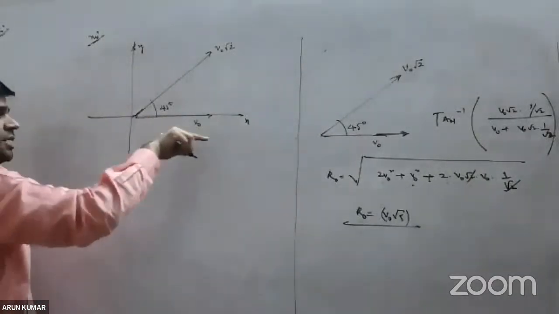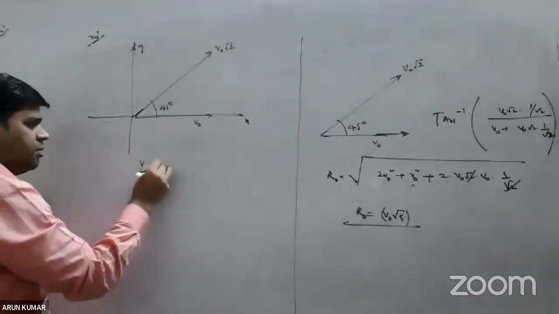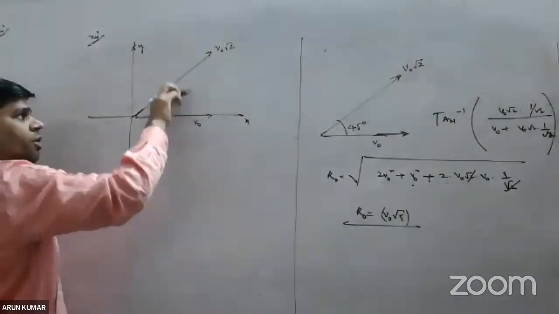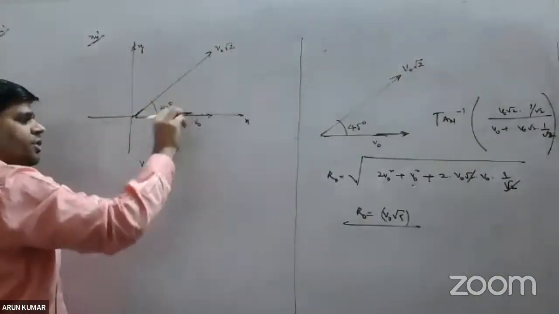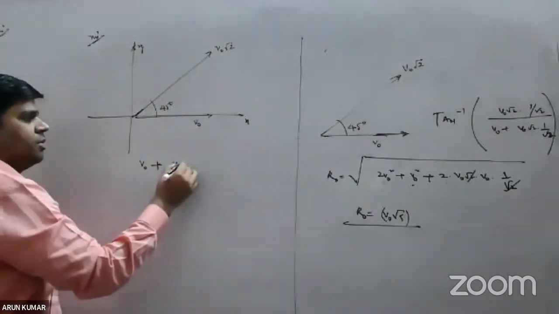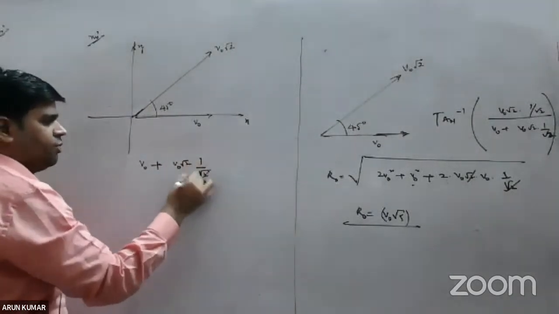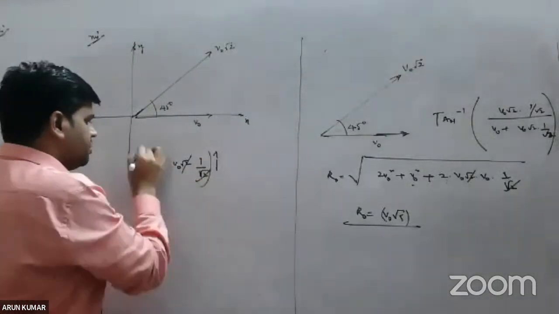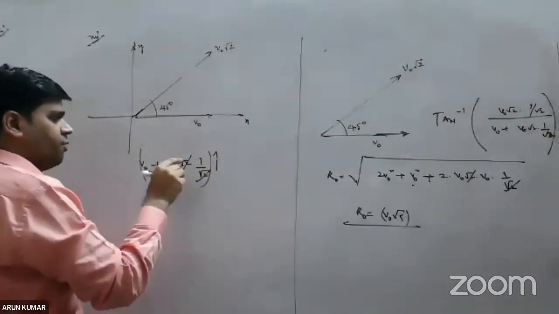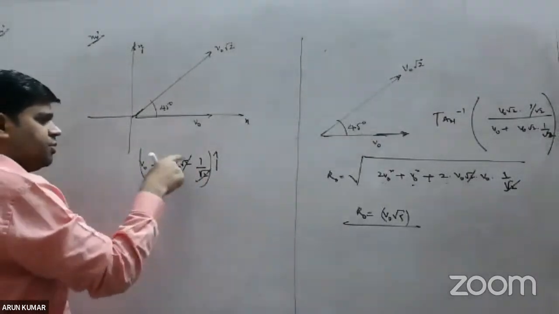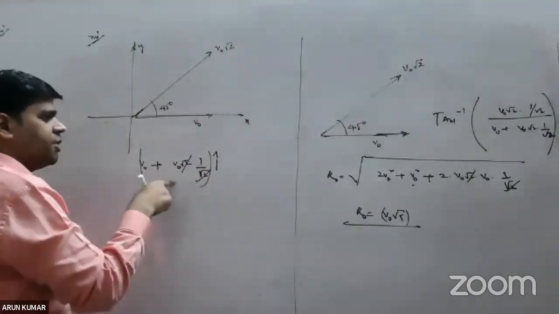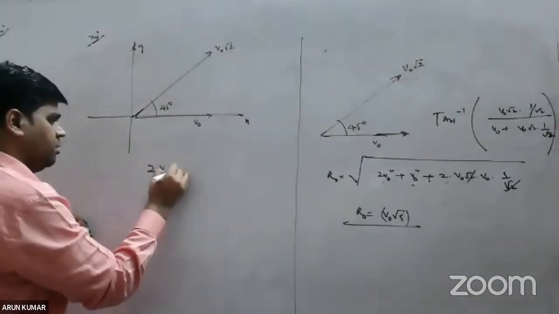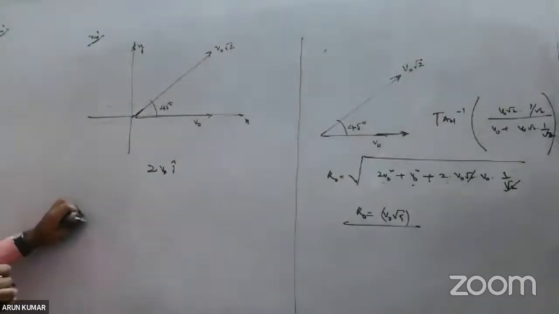So along the x direction, what are the components I have? V naught, plus the shadow of V naught root 2. What is the shadow, or component, of V naught root 2? V naught root 2 cos 45. Root 2 gets cancelled out, and I'll get V naught. This is in the direction of I cap. So what is my vector along the x direction? V naught plus V naught root 2 into 1 by root 2. Root 2 gets cancelled. V naught plus V naught, 2 V naught I cap, is my resultant along the x direction.